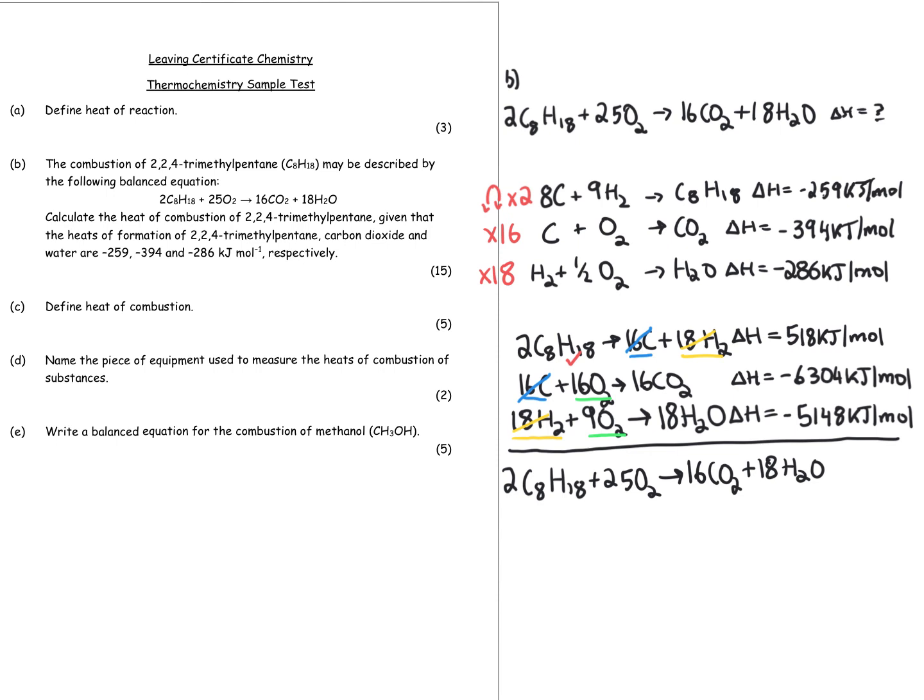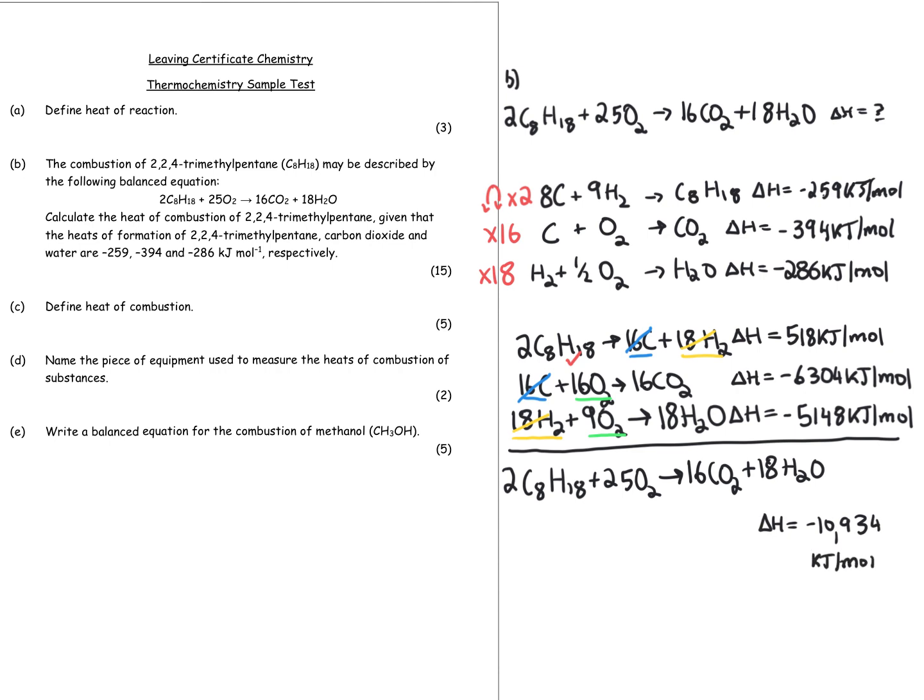Then we just need to calculate what the delta H value is going to be. To do that, all you have to do is add up the delta H values that we have here on the right hand side. So we start with the 518, then we have minus 6,304, and we have minus 5,148. So the delta H value that we get here is minus 10,934 kilojoules per mole.